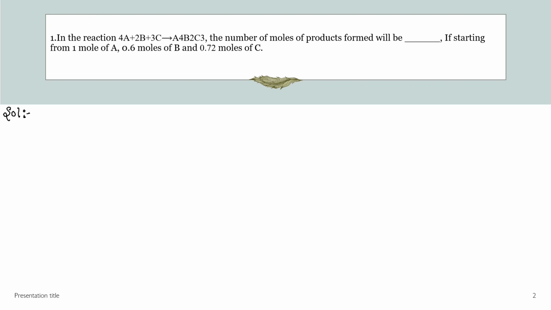Question is, in the reaction 4A plus 2B plus 3C gives rise to A4B2C3, we have to find the number of moles of products formed. So the given reaction is 4A plus 2B plus 3C, which gives rise to A4B2C3. Here A contains 4 moles, B contains 2 moles, and C contains 3 moles.